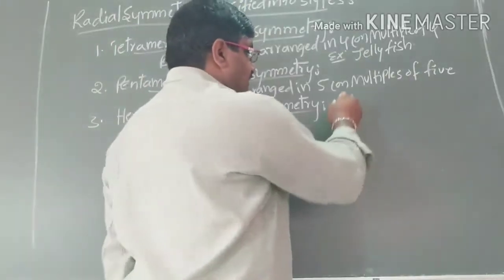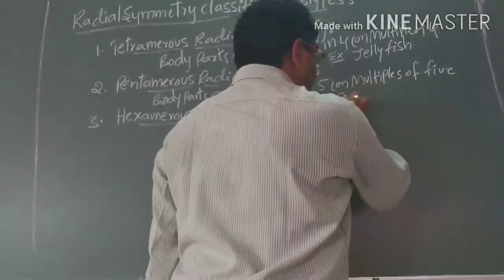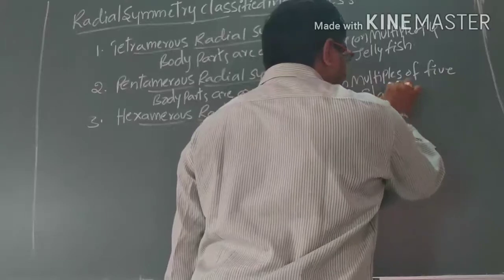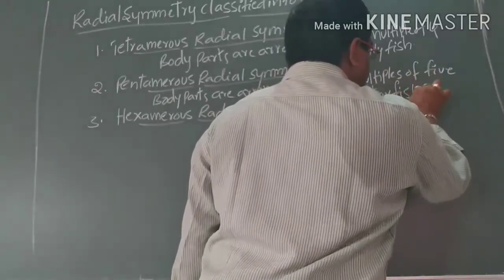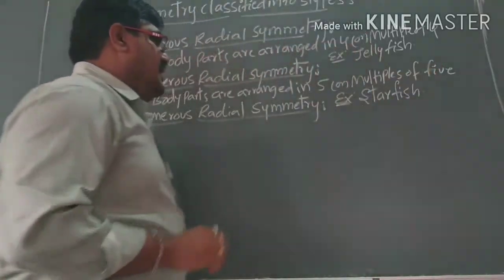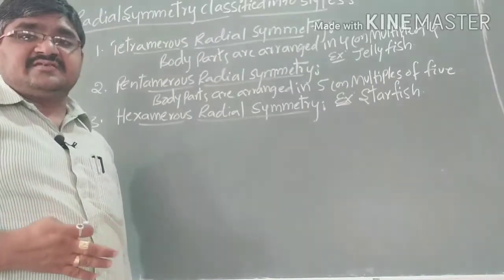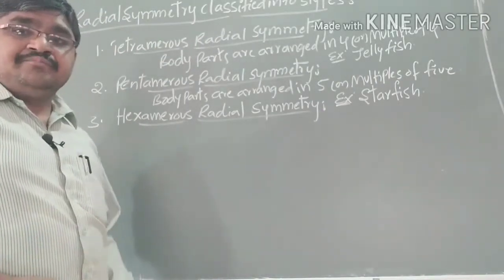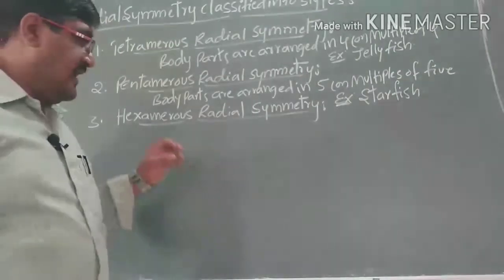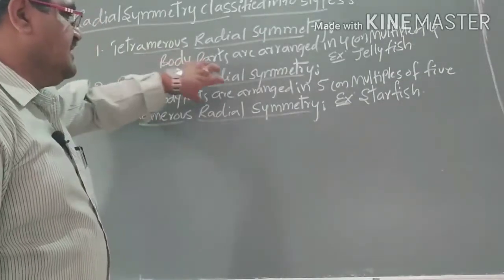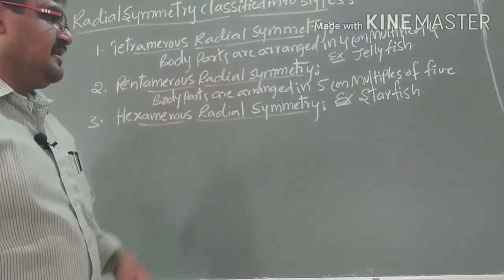Example, a starfish. We can see here in a starfish, when you cut the organism, five identical halves are produced. Then such type of radial symmetry is called pentamerous radial symmetry.